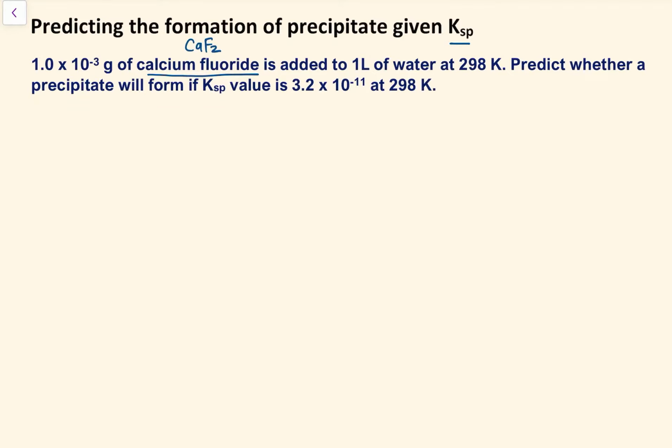We are given the value of Ksp of this compound at 298 kelvins, and they have dissolved 1.0 times 10 to the minus 3 grams of calcium fluoride in 1 liter of water at 298 Kelvin. And we have to predict whether a precipitate will form or not. So before we start writing the solution, let's discuss the plan of attack to this problem.